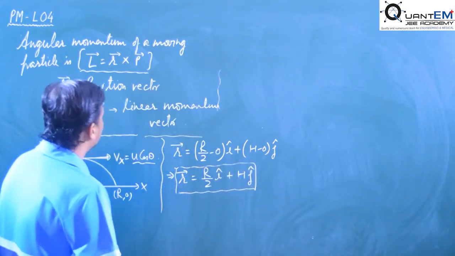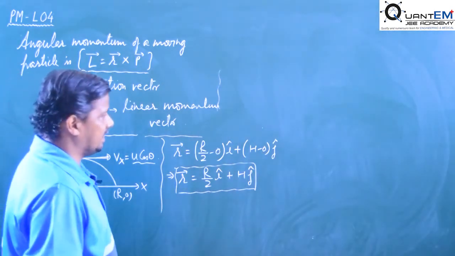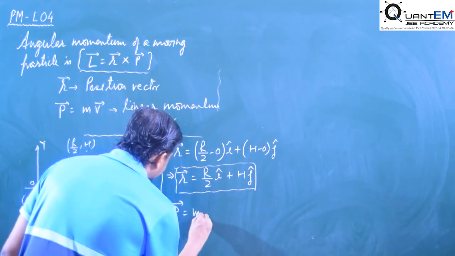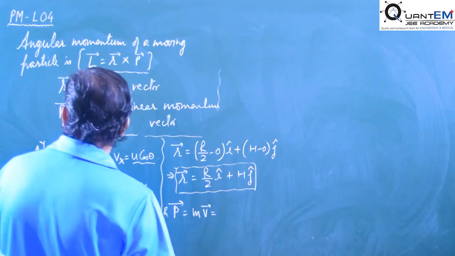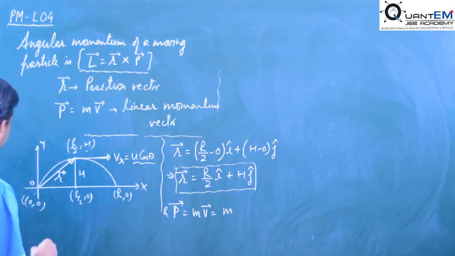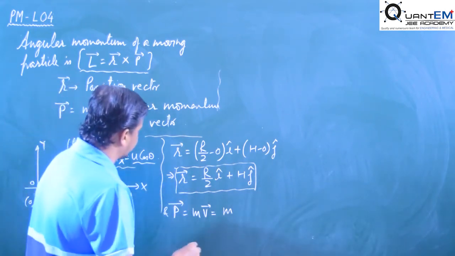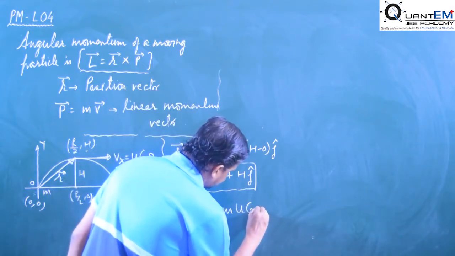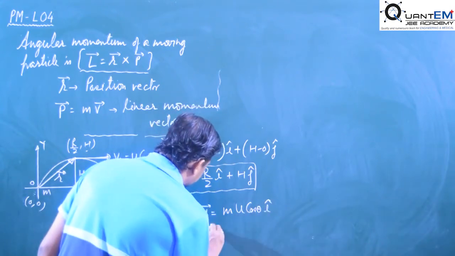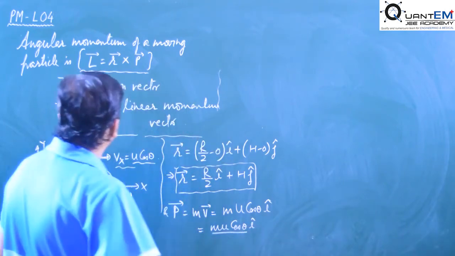Now we come to the momentum vector at the maximum height. That is mass into velocity. What is the mass here? It is m, the mass of the moving particle was given to be m. And the velocity is only along the x coordinate, so it is u cos theta i cap. So you get the result m u cos theta i cap.